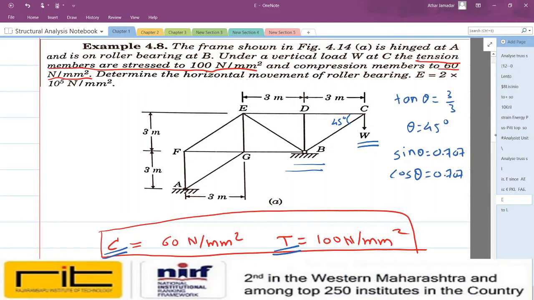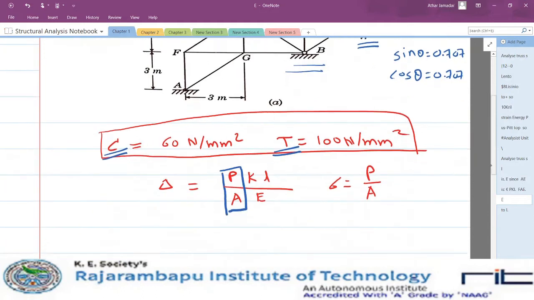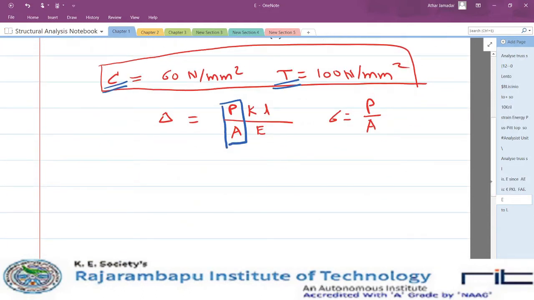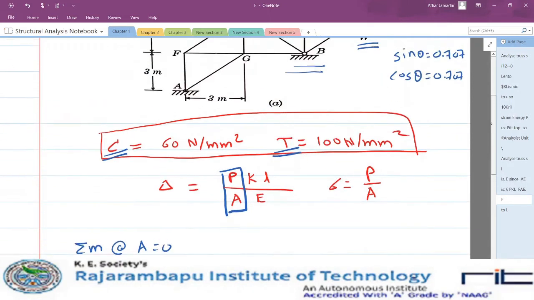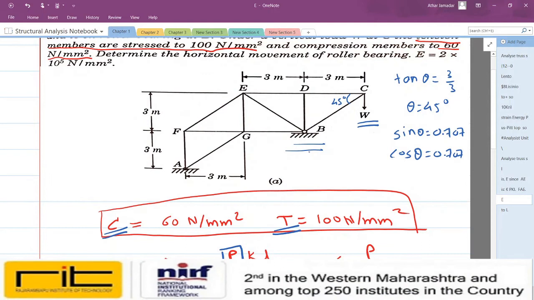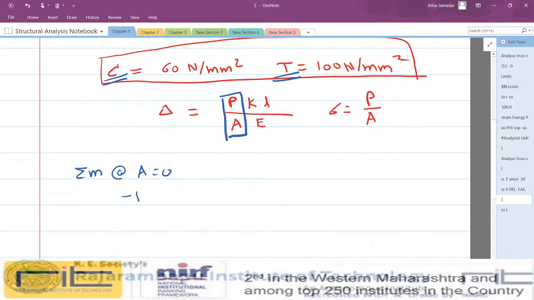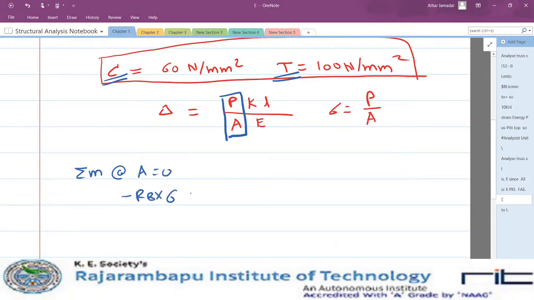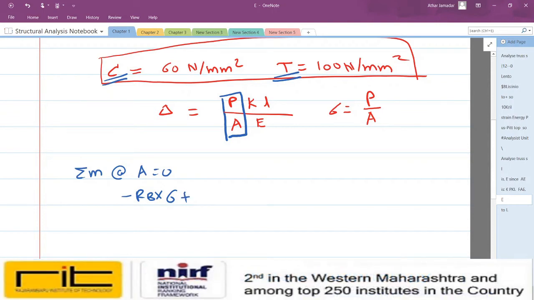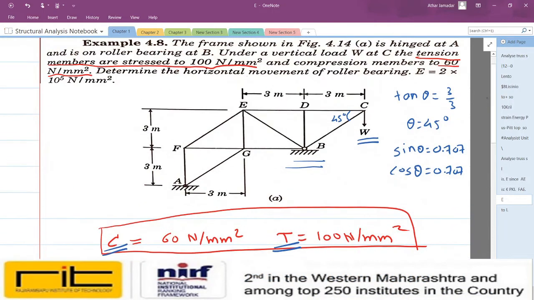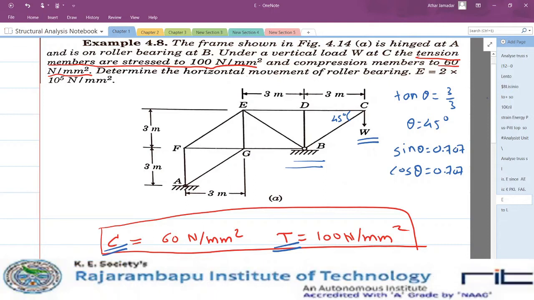Okay, so first of all, we will find out reaction forces. So I will take summation of moment about joint A. First of all, moment about joint A is equal to 0. So it will give us first this RB into 6. Okay, it will act in anti-clockwise direction. So minus RB into 6 equal to or plus this force W. So W into now total distance between this W force and support A will be 3 plus 3 plus 3, that is 9.